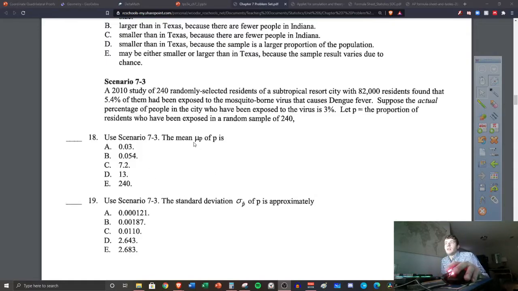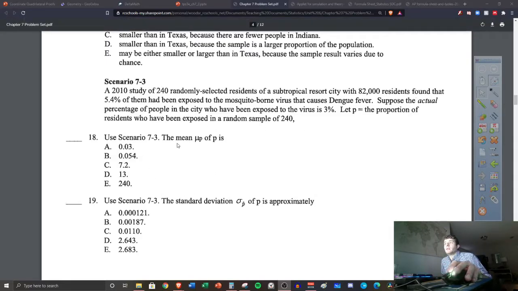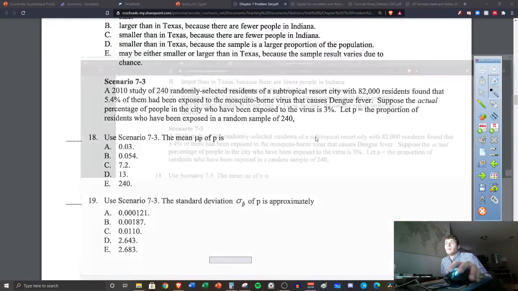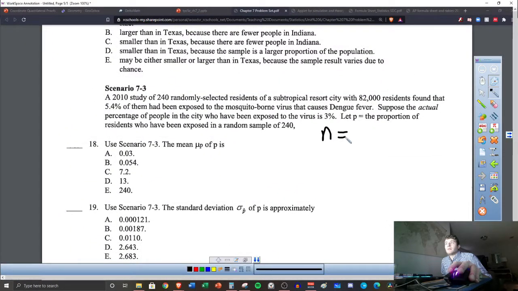So for this, we are going to talk about this. They took one sample, so we're going to start by saying n is equal to 240. Now, with that one sample, they found that 5.4% had been exposed to this illness. But that's just one sample. So if they repeated this over and over again, took 240, 240, 240, just like we did with the Reese's Pieces, where we did like 100 at a time, what would be the mean of that sampling distribution of those sample proportions?